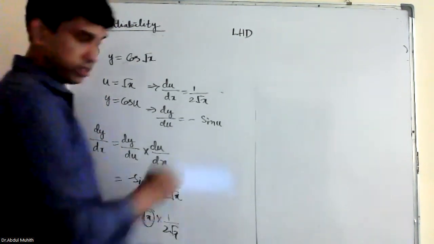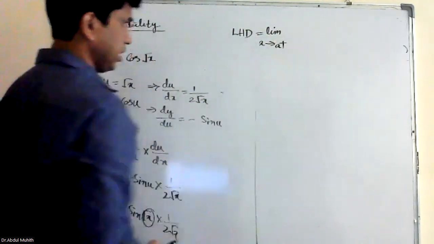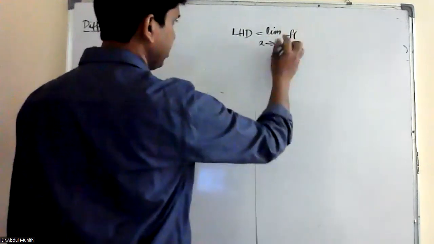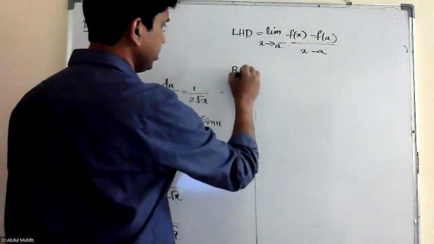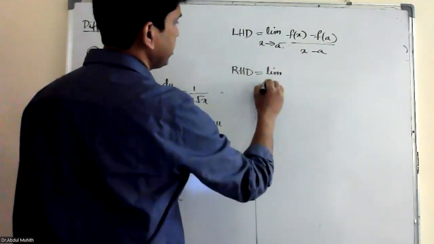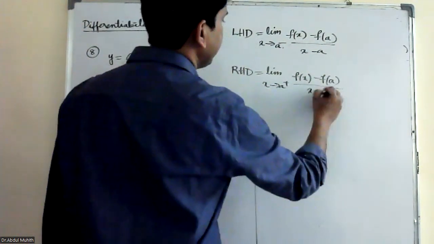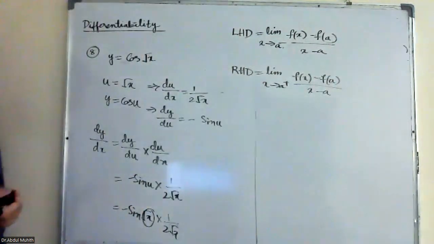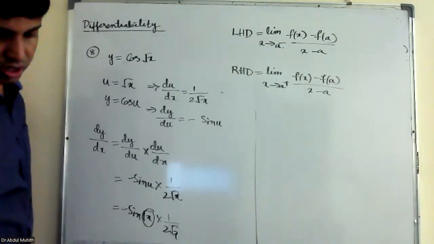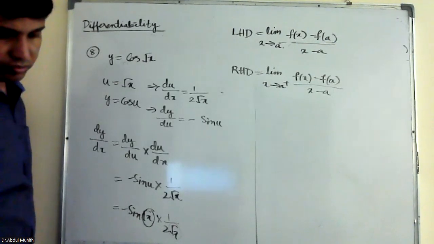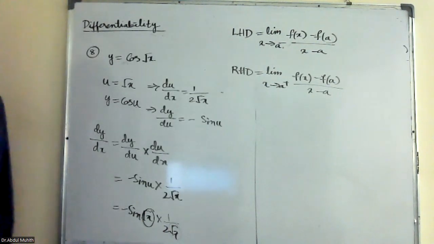It's like this. Suppose we want to find out if f is differentiable at a. So LHD is limit x tends to a minus f of x minus f of a by x minus a. Similarly, we have RHD, which is equal to limit x tends to a plus f of x minus f of a divided by x minus a. If both are equal, then the function is differentiable. Is that clear? Wait, sir, but then don't we change that f of x minus f of a into plus?